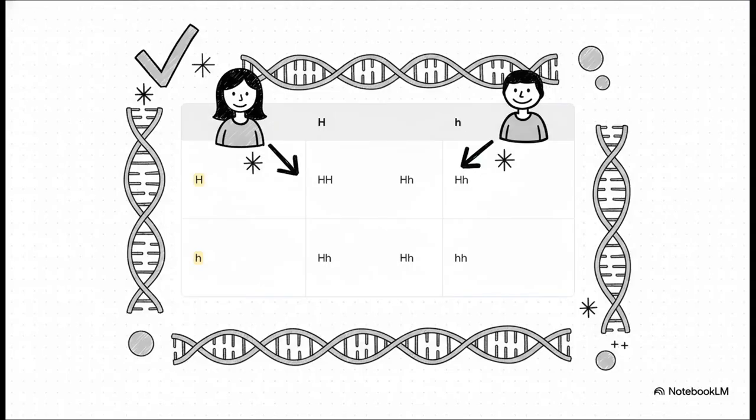So, here's the Punnett square. You get 1 mark for correctly identifying the parental gametes. That's a big H and a little h from both parents. Then you get a 2nd mark for correctly filling in the 4 possible offspring genotypes: HH, Hh, Hh, and hh. Always lay this out clearly, make it easy for the examiner to follow.